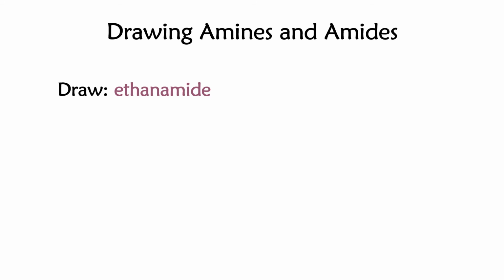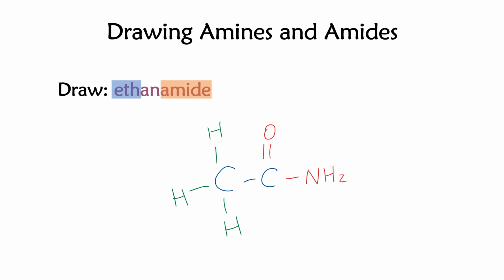If we have to draw an amine or amide, the first thing that I want to do is start off by drawing the carbon chain. So how do I figure that out? We look at the prefix. The prefix in this compound is eth, or ethane. That represents that we have 2 carbons in the carbon chain. And then I know that we are looking at an amide. That means in my functional group, the last carbon should have a double bond with an oxygen, and it should be bonded with an NH2. And then the last thing we do is put in the hydrogens. And there we have the ethanamide.